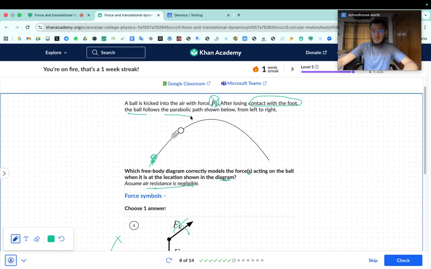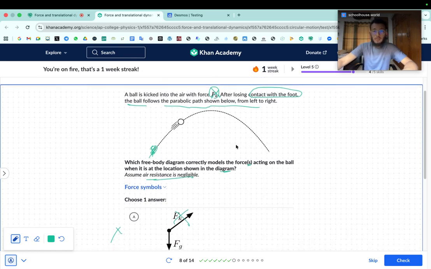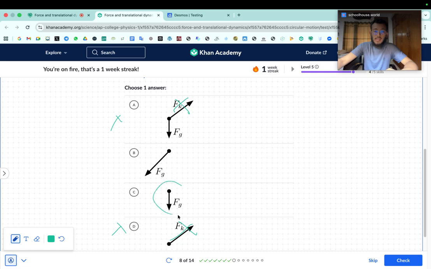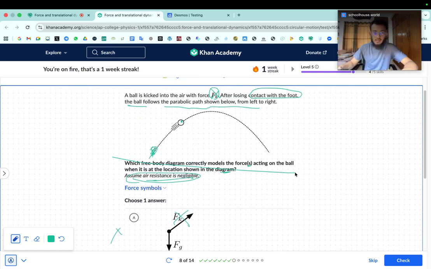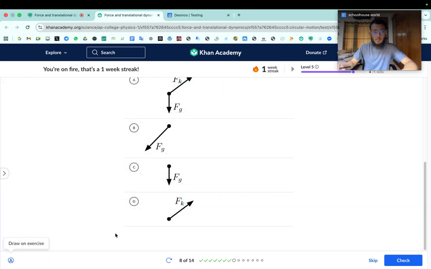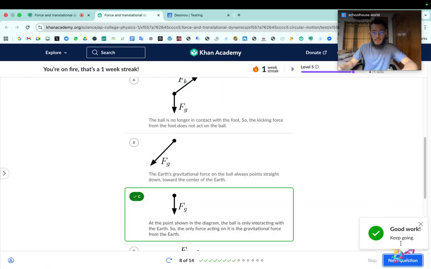The ball follows a parabolic path shown below from left to right. Because air resistance is negligible, the only force applying is the weight, gravity, which always acts downwards towards the Earth. Earth is not in this direction, Earth is in this direction. This one, C. There we go.